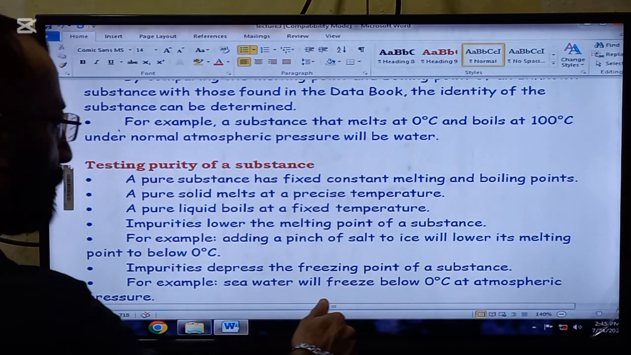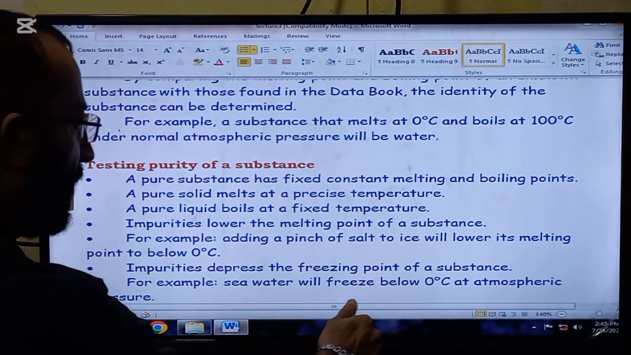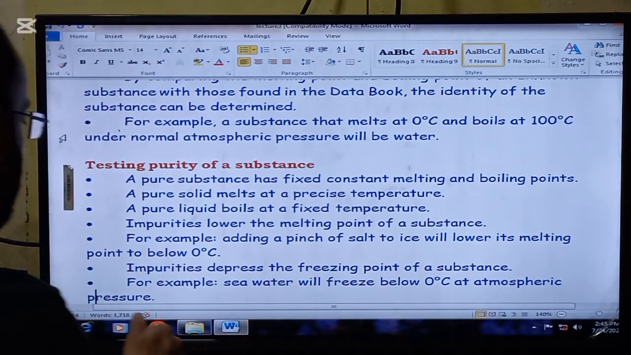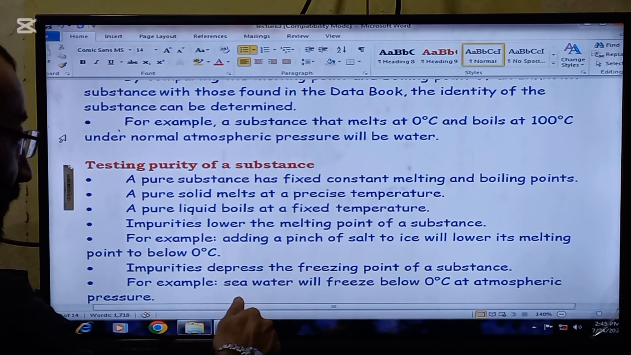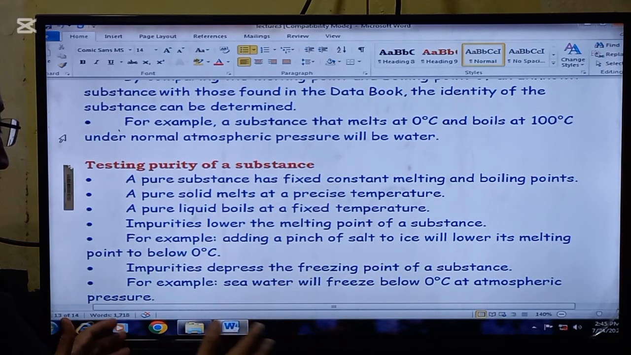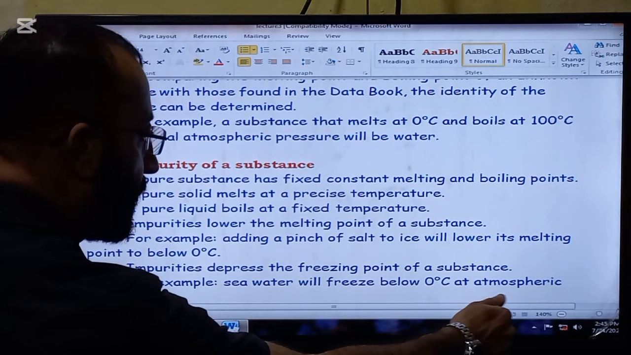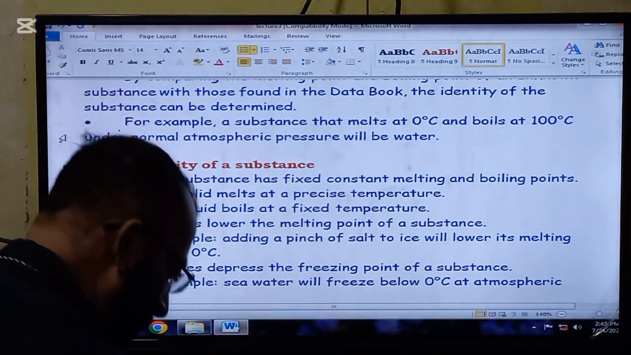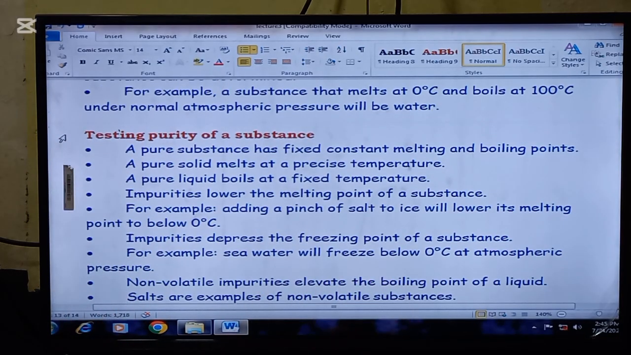Impurities depress the freezing point of a substance. For example, seawater will freeze below 0 degrees C at atmospheric pressure. Concentrate now. Impurities depress the freezing point of a substance. So if the substance has impurities, its freezing point will be depressed. For example, seawater will freeze below 0 degrees C at atmospheric pressure. For example, at -1 degree C or -2 degrees C, the seawater will freeze if it has impurities.